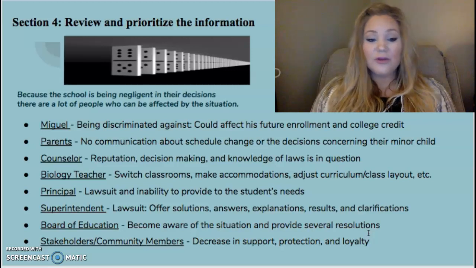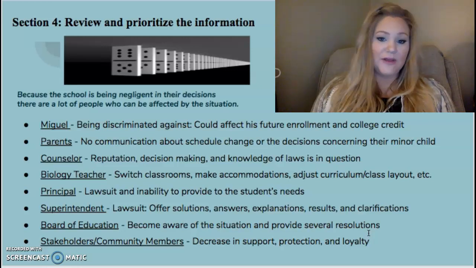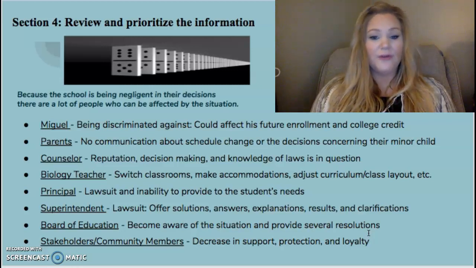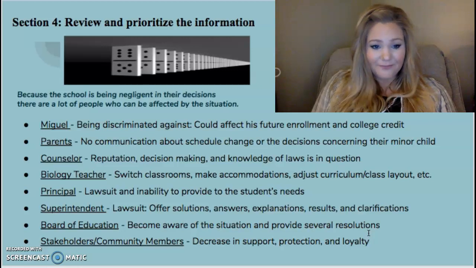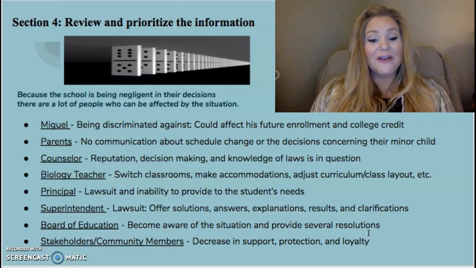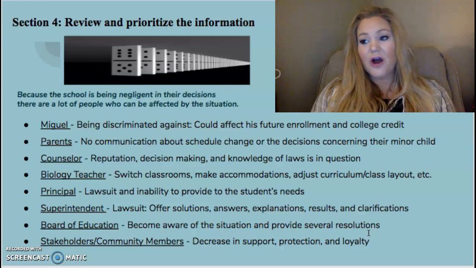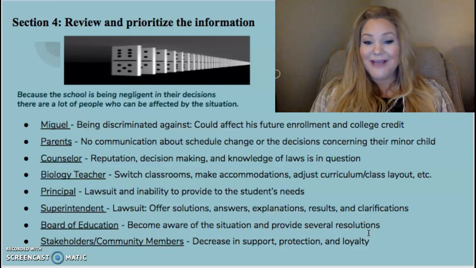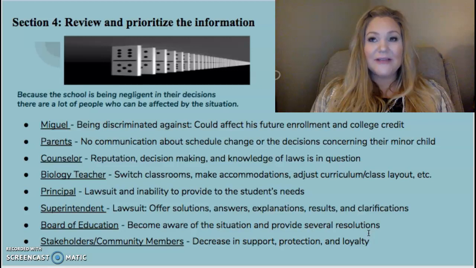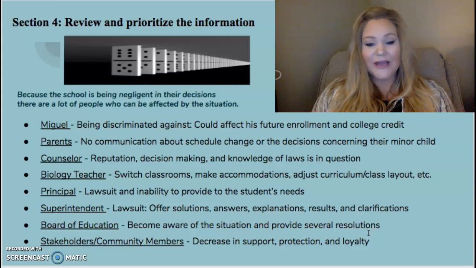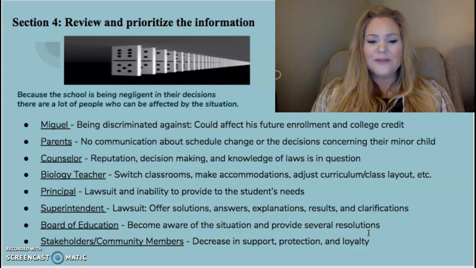His parents: there was no communication about the schedule change or the decisions concerning their minor child. They were obviously very concerned about Miguel returning to school, even set up meetings to meet with the counselor, and still there was no communication to them. The counselor: her reputation, her decision-making, and her knowledge of laws are in question at this point. For her to just make that decision, call Miguel into her office and tell him what's going to happen would be concerning to me as a principal. There was no communication to the principal, to the parents, to the child beforehand. It was just a decision that she made, which makes me question if she knows the laws and regulations.